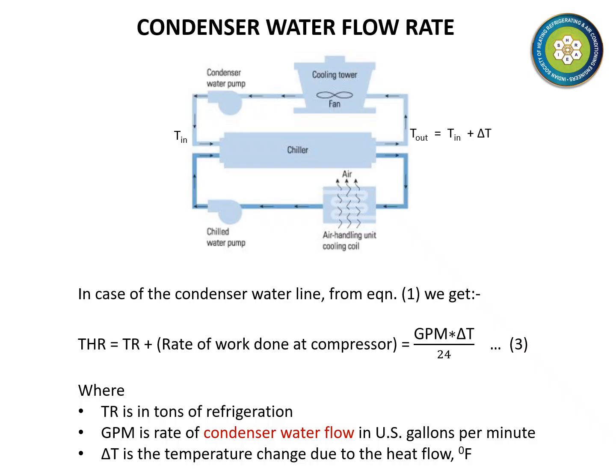In case of the condenser water line, the formula is similar to that for chilled water line, except that the heat gained by the water is the sum of the air conditioning load and the rate of work done by the compressor.